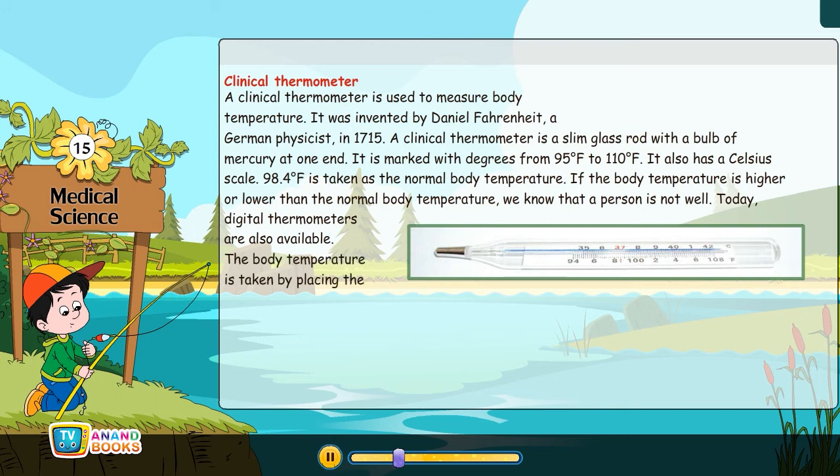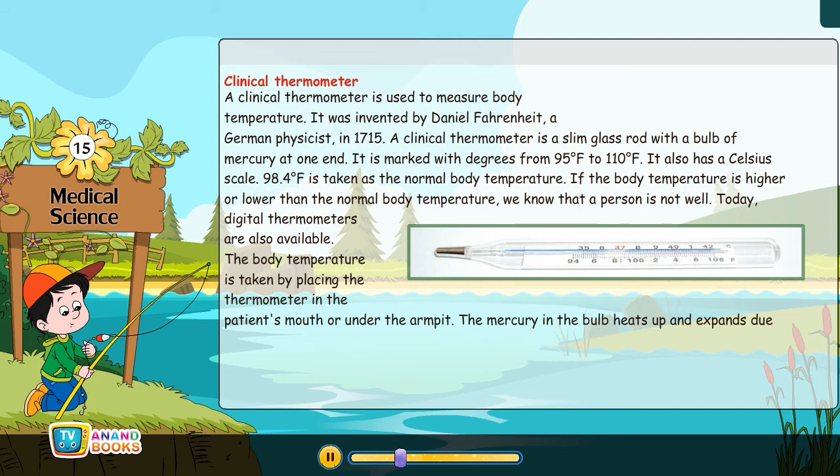The body temperature is taken by placing the thermometer in the patient's mouth or under the armpit. The mercury in the bulb heats up and expands due to body heat. The extent to which the mercury rises indicates the body temperature.